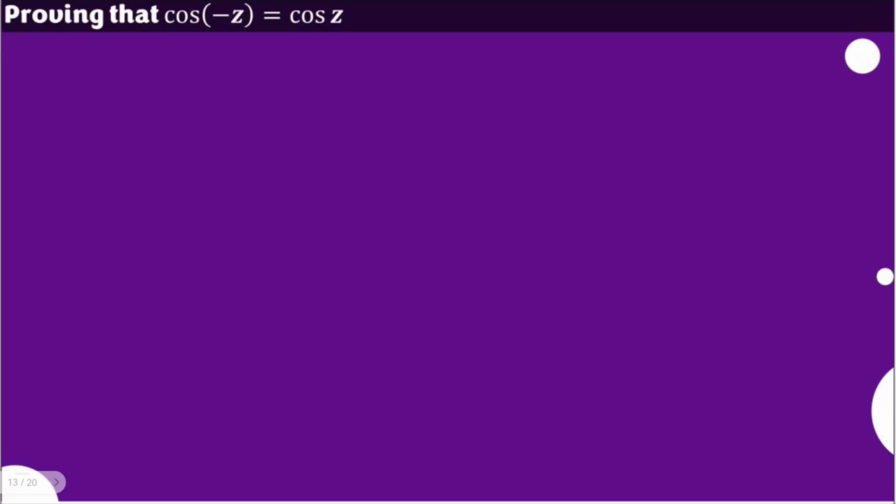This is the second odd or even identity that we are going to show here. We're going to show that the cosine of a negative z is equal to positive cosine of z. Now, this is with the use of a trigonometric function for complex numbers, regardless of whatever that z is.